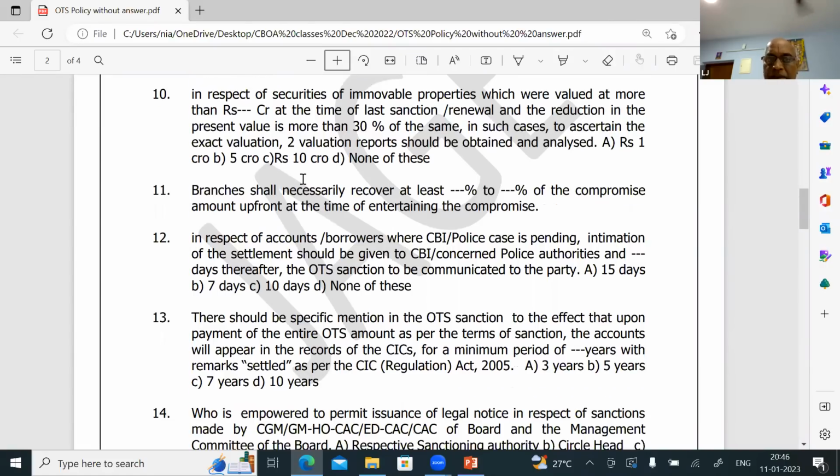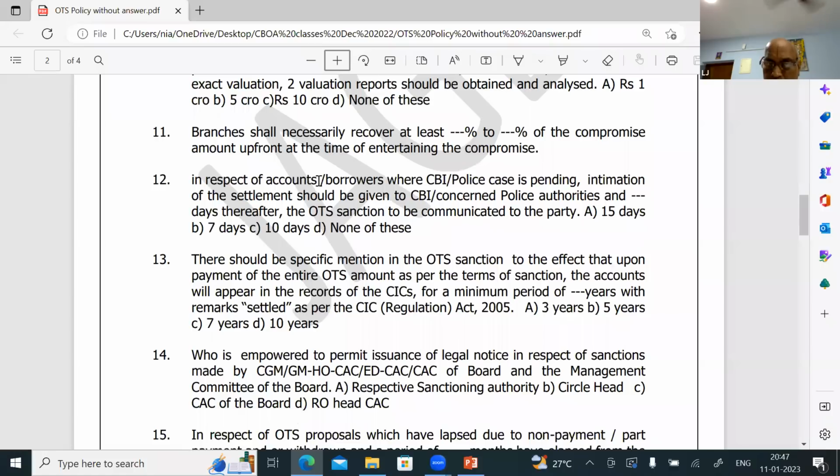Point number 12. In respect of accounts, borrowers where CBI police case is pending, intimation of the settlement should be given to CBI concerned authorities and dash days thereafter the OTS sanction to be communicated to the party. 15 days. Question number 12, answer is 15 days.